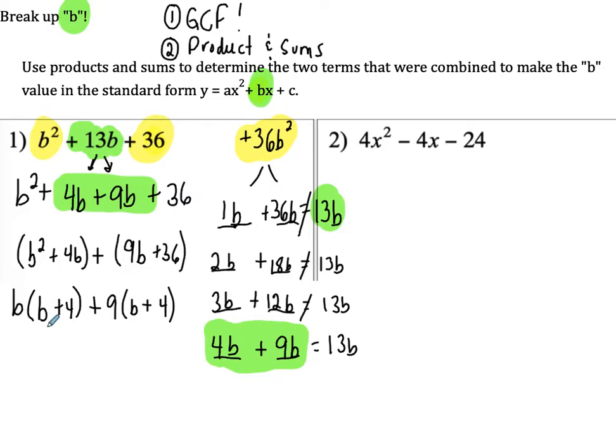So I get my factors here, b plus 4, which is that common binomial factor, and what's left behind if I factor that b plus 4 out is b plus 9. So here are my two factors, b plus 4 times b plus 9, that gave me b squared plus 13b plus 36.